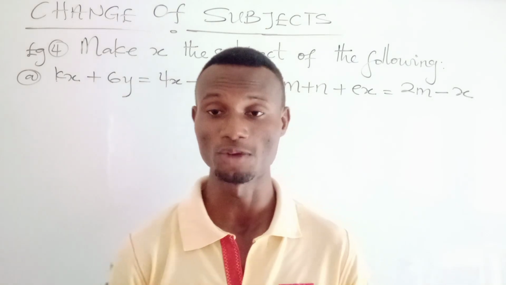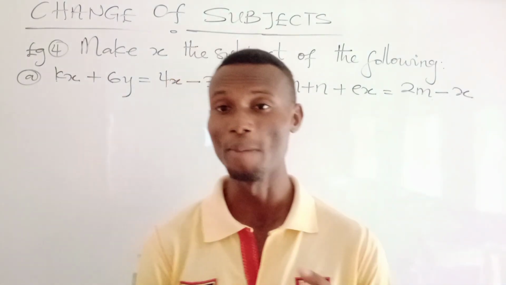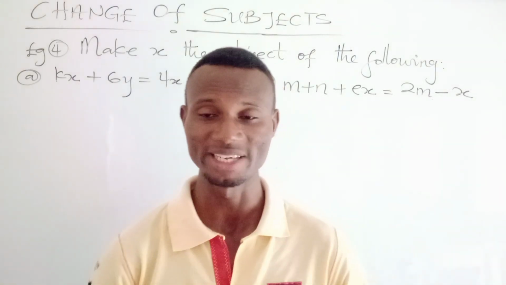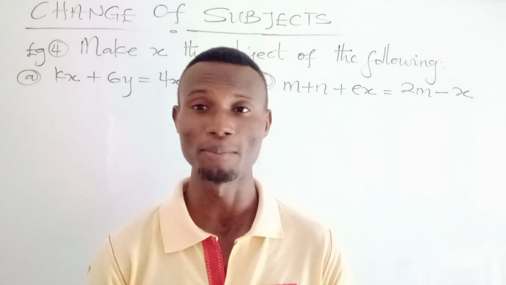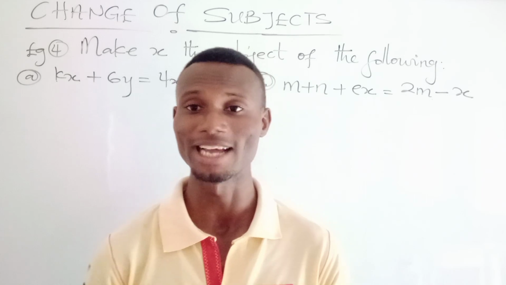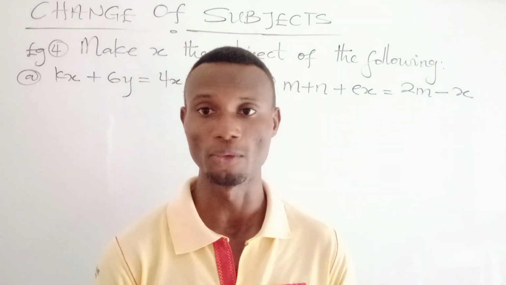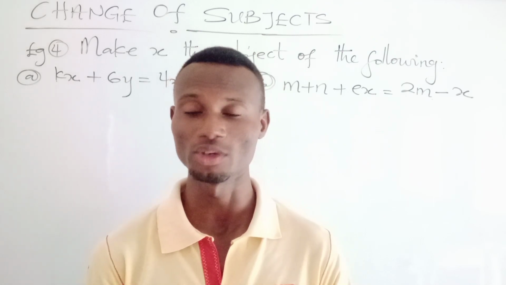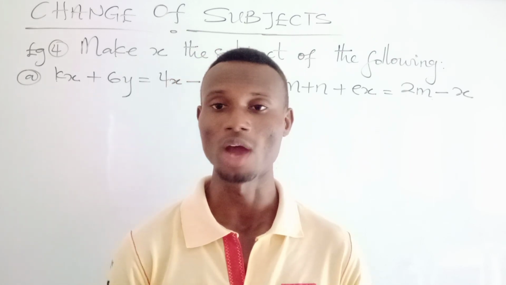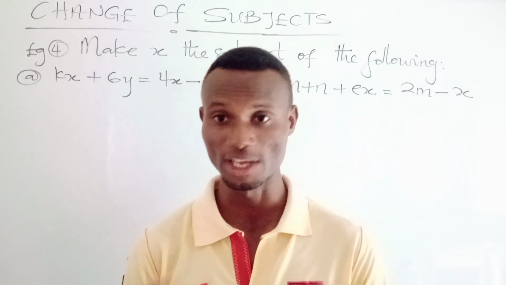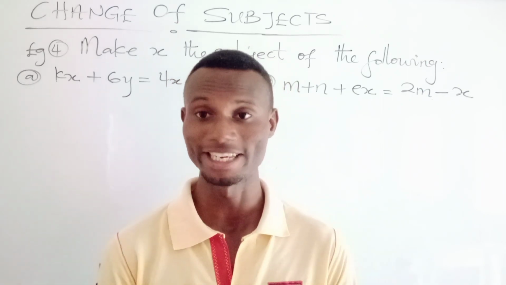And I've explained to you from the previous videos that making a particular variable the subject in a given equation means that we are to make that variable stand alone. So it means that all the things that are attached to that particular variable, we are going to move away so that the variable you are being asked to make the subject will stand alone in the given equation. And that is change of subject.